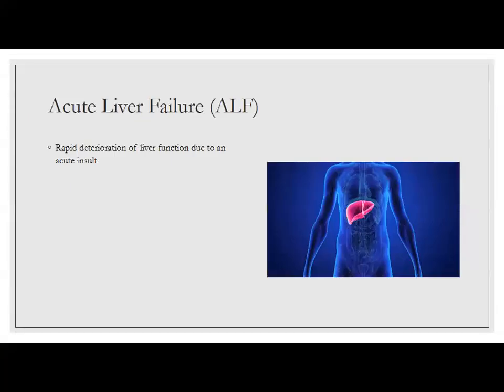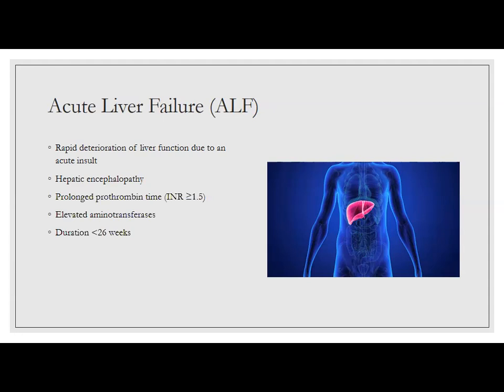This is a rapid deterioration of liver function due to an acute insult. So by definition, these patients will have hepatic encephalopathy, and they will also have a prolonged prothrombin time. So their INR has to be greater or equal to 1.5. And they can have elevated aminotransferases. Duration would be less than 26 weeks. And then there should be no pre-existing liver disease. So you won't see a cirrhotic with acute liver failure.